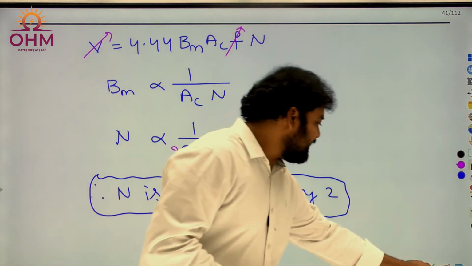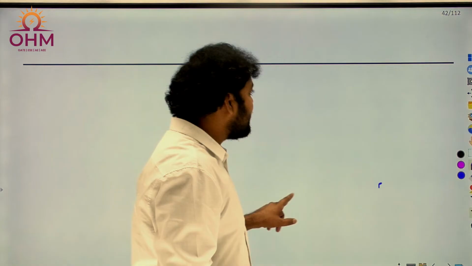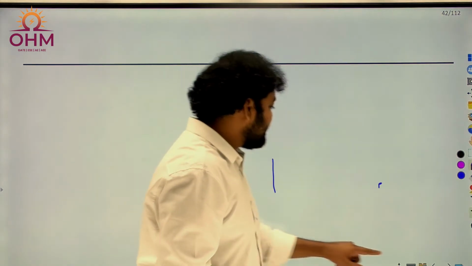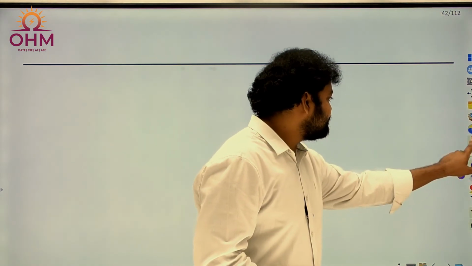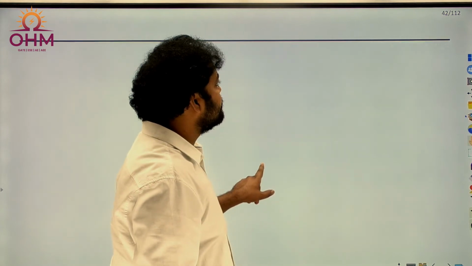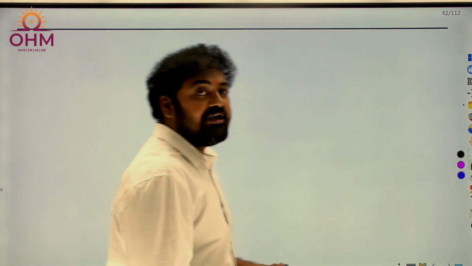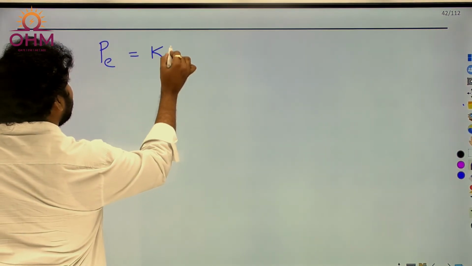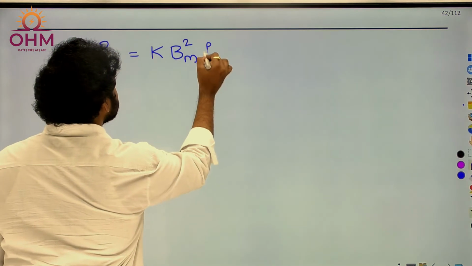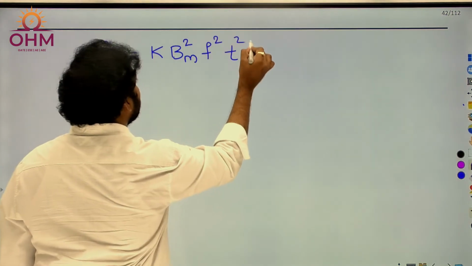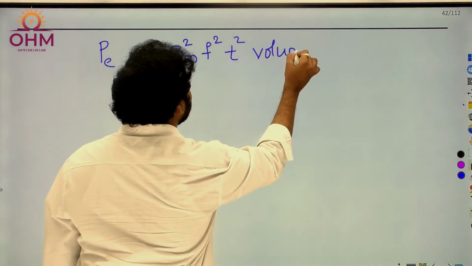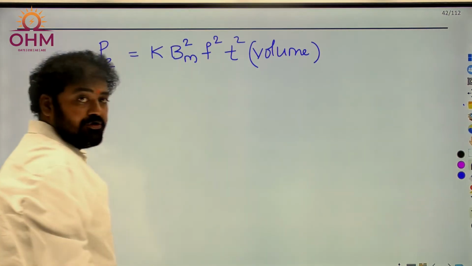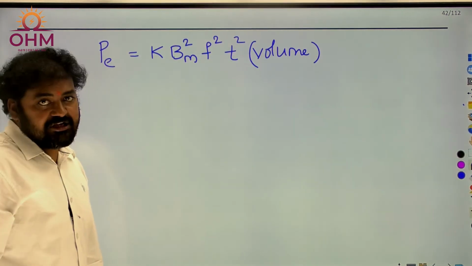Now let's talk about eddy current loss. In order to keep eddy current loss constant, how many times n must be multiplied? That is the discussion. What is the formula for eddy current loss? Eddy current loss is equal to K times of Bm square into frequency square into T square into volume of the magnetic core. I hope you know T is nothing but lamination thickness.